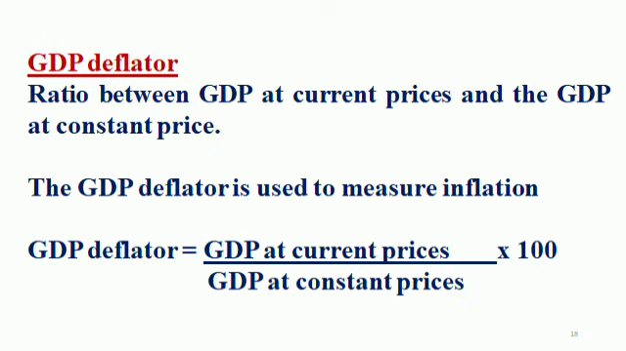Now we move on to the GDP deflator. GDP deflator is a ratio between GDP at current prices and GDP at constant prices. The GDP deflator is used to measure inflation.